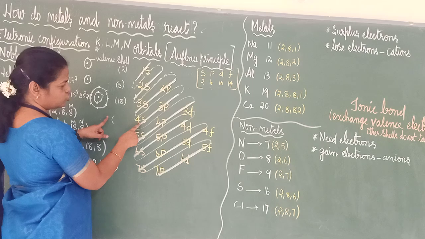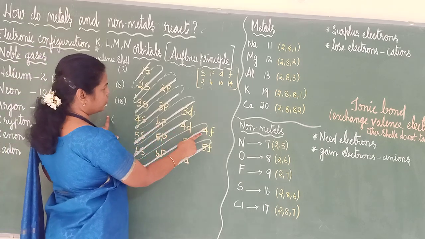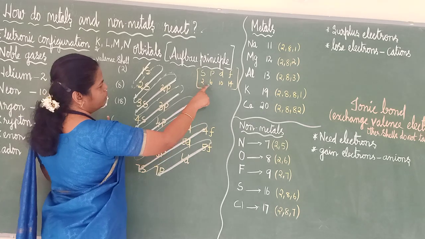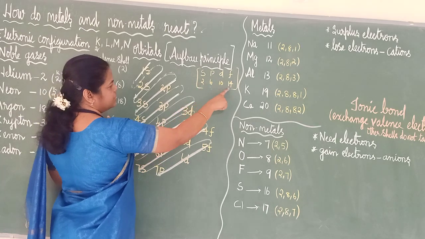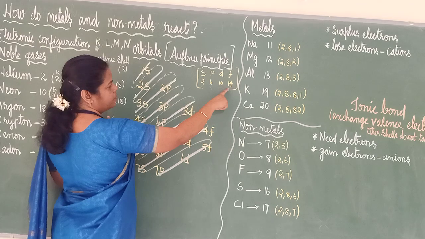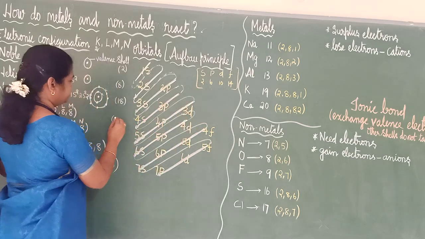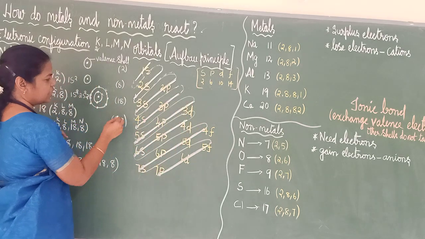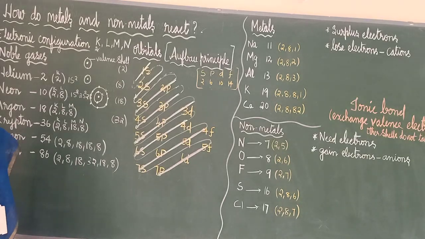In 4S, you see, S is 2, P is 6, D is 10, F is 14. Count all. 2 plus 6, 8. 8 plus 10, 18. 18 plus 14, 28, 29, 30, 31, 32. Like this it goes on. Okay, this is how we are getting 18, 32 and all.